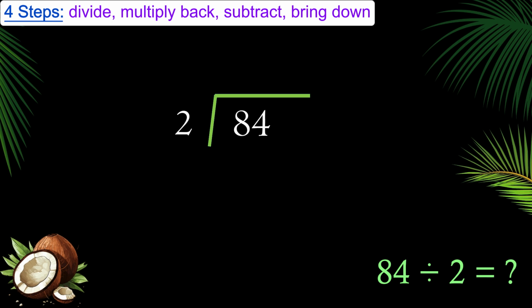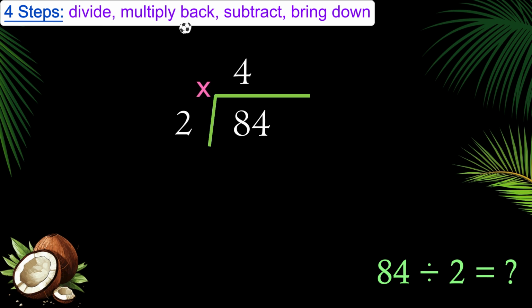Repeat these four steps. Divide. Multiply back. Subtract. Bring down. Now, start with the 8. Divide. 8 divided by 2 equals 4. Write 4 on top, right above the 8.